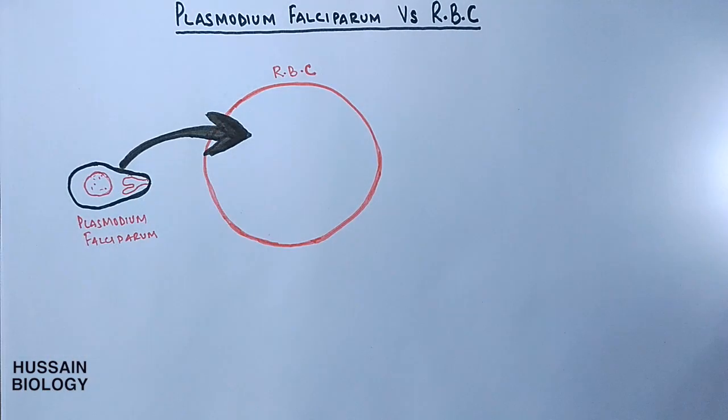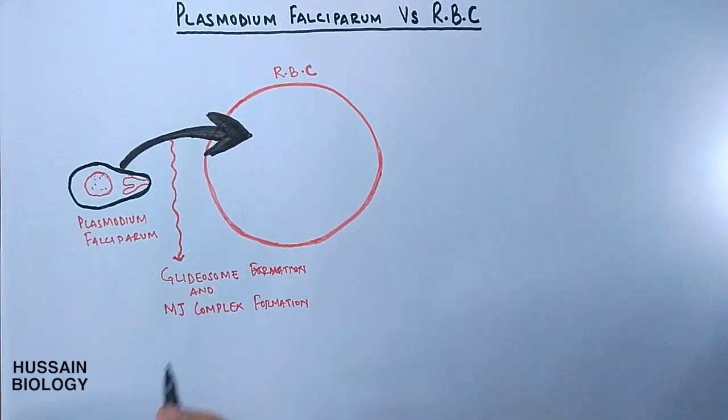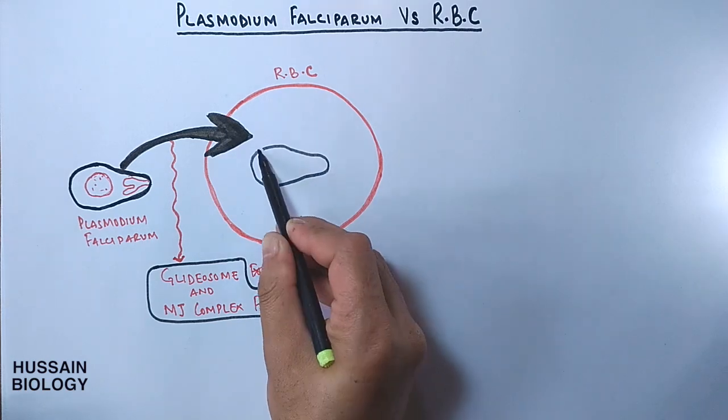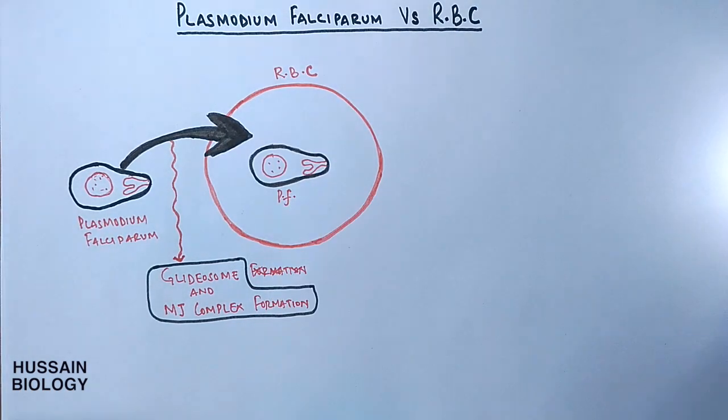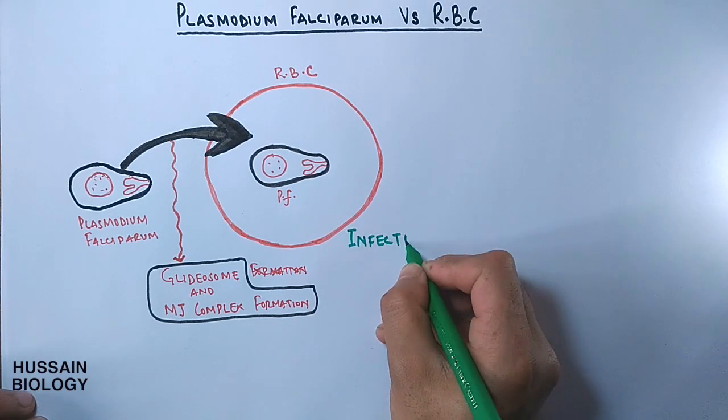From here, this Plasmodium falciparum will get into the host erythrocyte via glidosome and MJ complex formation, which we have already discussed, how it invades the RBCs. If you want to watch that video first, you can find the link in the I button or in the description. Now we have RBCs with Plasmodium inside.